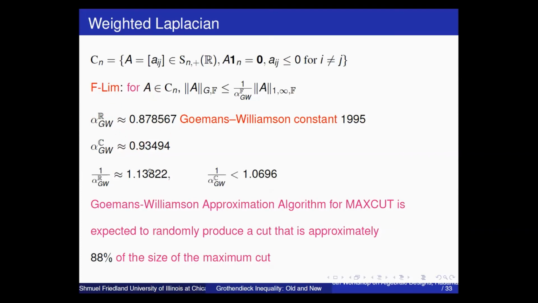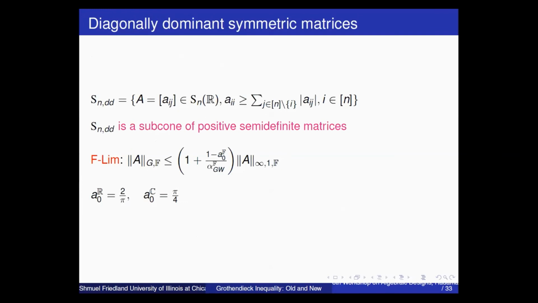Okay, next. Now let's look at another class of matrices, which would be diagonally dominant. So A_ii is greater than or equal to the sum of the rest of the entries in the row, taking absolute values. Of course, the weighted Laplacian is a special subcase of that, because then all A_ij are non-positive and it's equal. So then we showed together with Lek-Heng Lim that this is greater than or equal. So this is the Grothendieck constant.